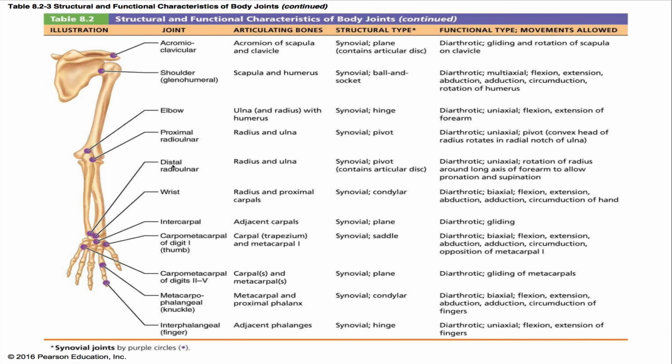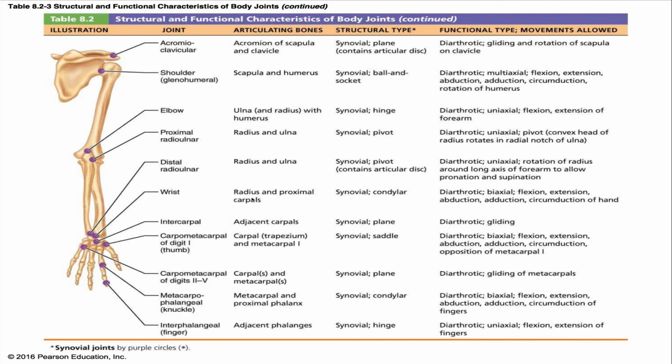At the distal radial ulnar joint, you have your radius and ulna again, and it's a synovial joint. It's a pivot, and it also contains an articular disc. It's diarthrotic, uniaxial type of joint. So again, you have a wide degree of motion, rotation of the radius around the long axis of your forearm, and this is what allows you to turn your arm upwards and downwards. So if you take your palms and you put your palms towards the ceiling and downwards, this is the motion that it allows. Okay, which is called pronation and supination.